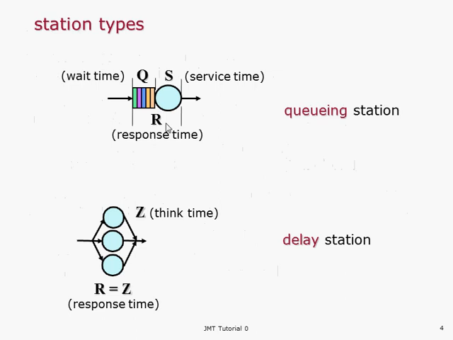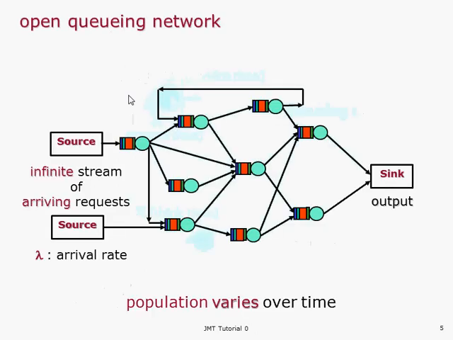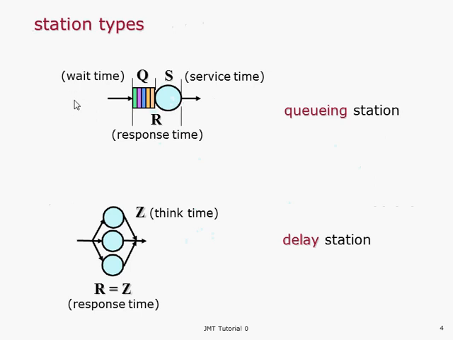The station types are essentially queuing stations and delay stations. Those are the most important. A queuing station is a station in which the request arrives, queues to be served, is served, and then at the exit they exit the model once the service is completed. The complete time spent in the station consists of two components: wait time in the queue and service time. The sum of these two times is called the response time.